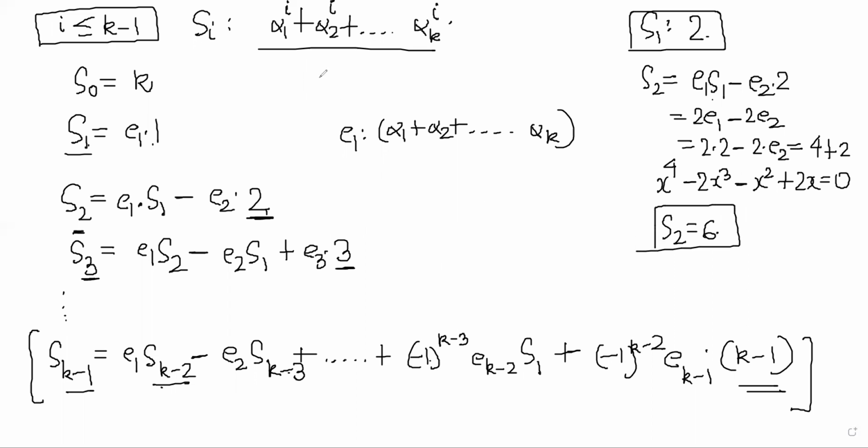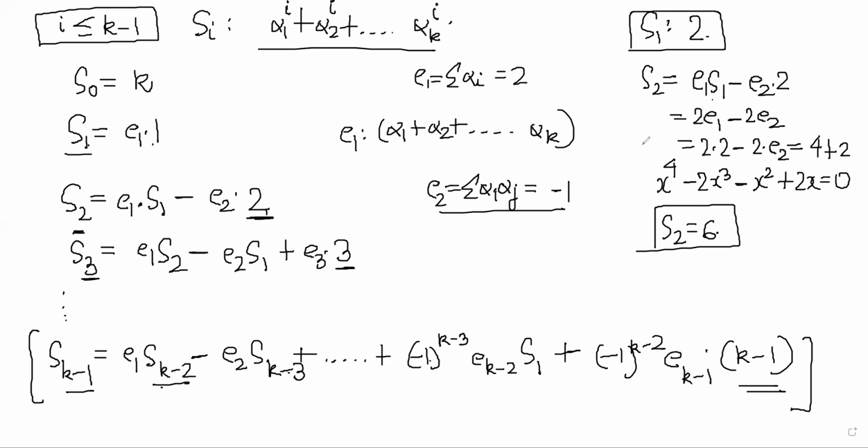What is E1 and E2? We had defined them on the previous page. E1 was the summation of all the roots taken one at a time. By Vieta, it is simply 2 in this relation. And E2 was the sum of the roots taken 2 at a time. That is C by A, so it is minus 1 in this case. So S2 is coming 6.